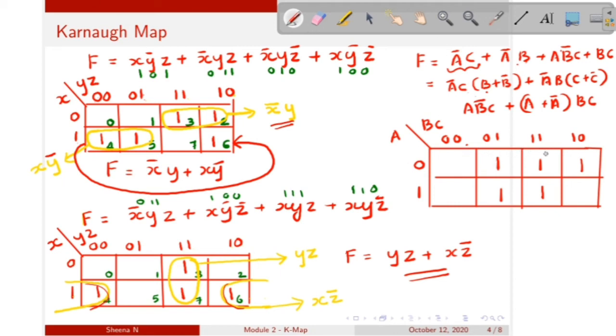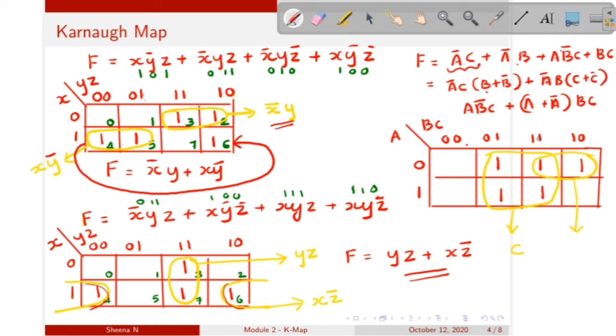So here we have 4 ones adjacent to each other, so we can pair these 4 ones. Then this one is paired with the adjacent one, so we have a quad and a pair. For this quad, A is cancelled, and for BC, B is 0 or 1, so that is cancelled, then C only. That means we have only C.